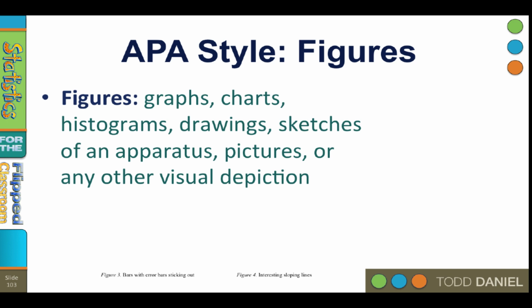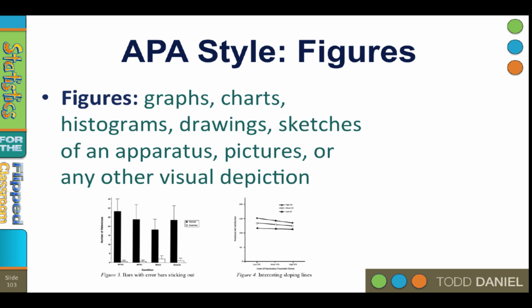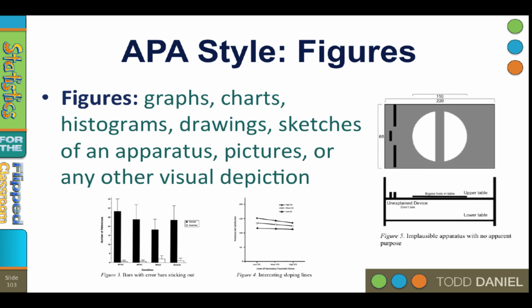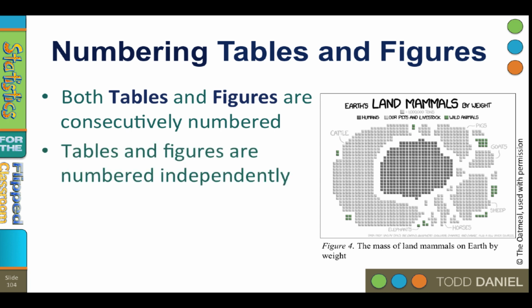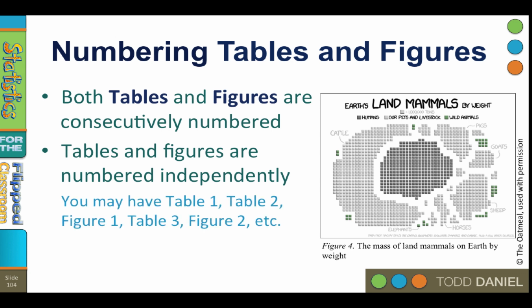All graphs, charts, histograms, drawings, sketches of an apparatus, pictures, bar napkins, scrawls, any other visual depiction is called a figure. Figures include any visual depiction that is not a table. Both tables and figures are consecutively numbered, but tables and figures are numbered independently. So you may have Table 1, Table 2, Figure 1, then Table 3, Figure 2, etc.